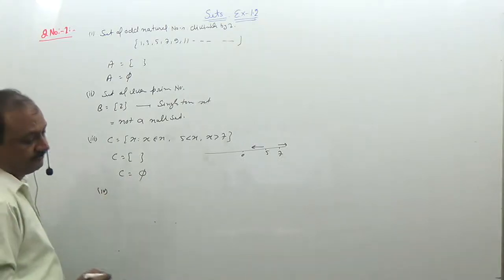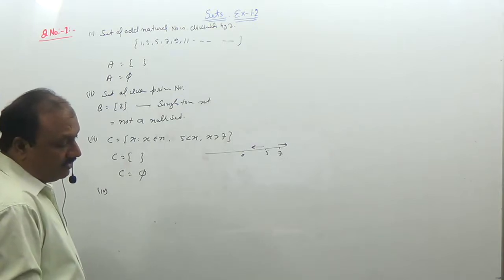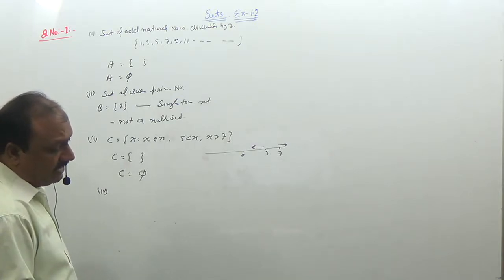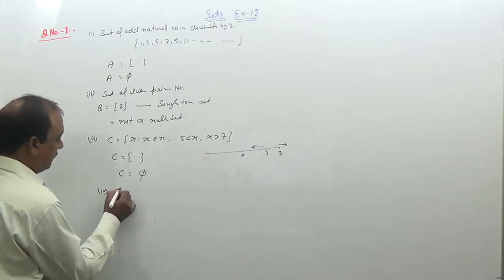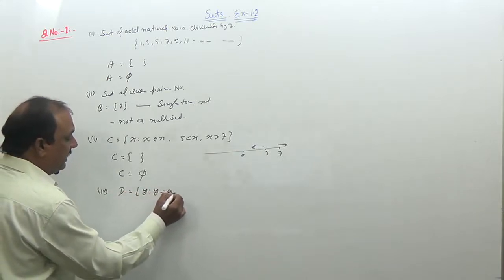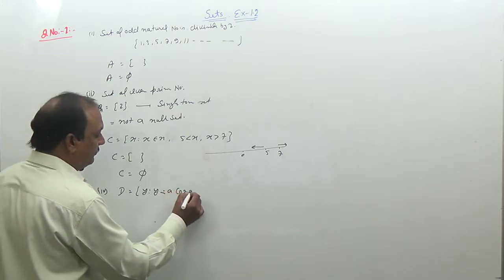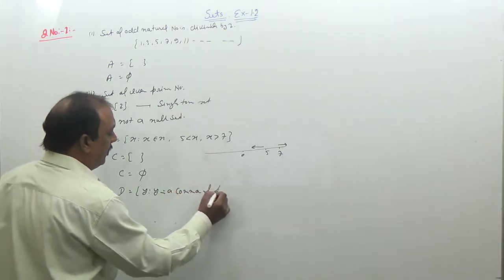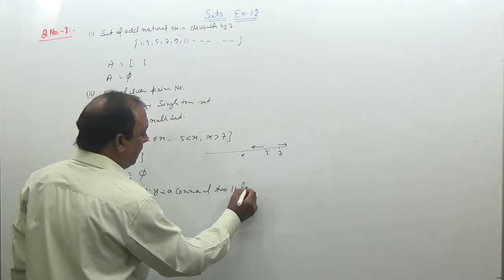Next, fourth is y such that y is a common point of two parallel lines, denoted by D.